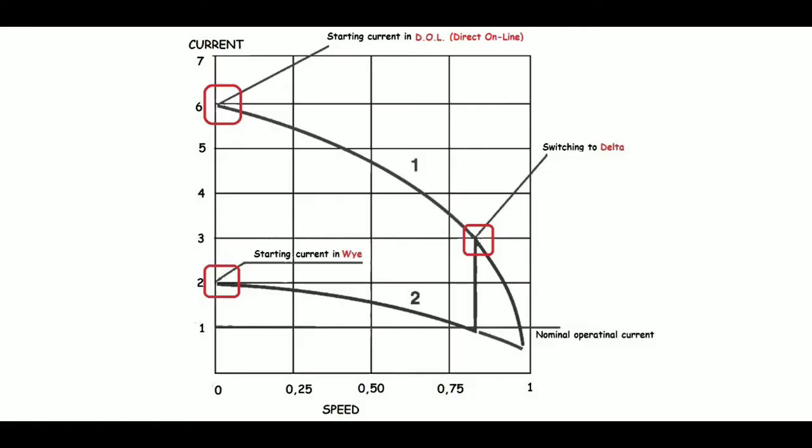After a few seconds, depending on the setting of the timer relay, the connection will be shifted to delta connection, which will then draw a lower starting current. Thus, the electric motor will then run in the normal current condition.